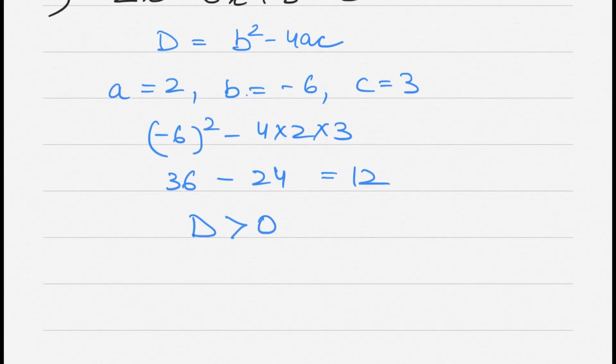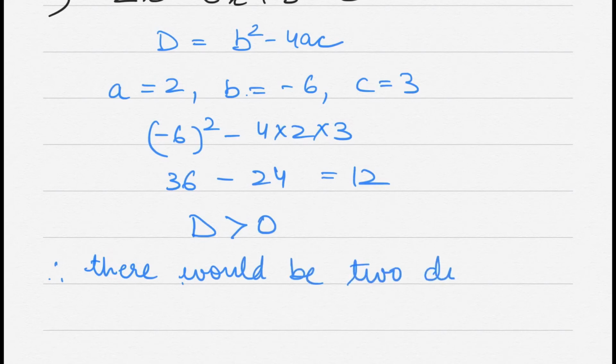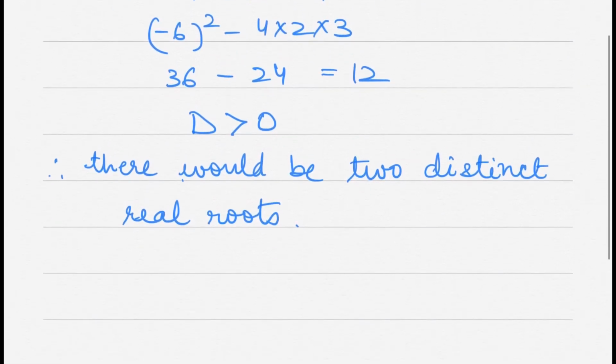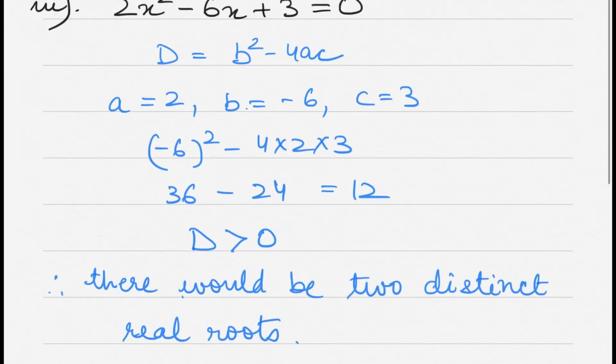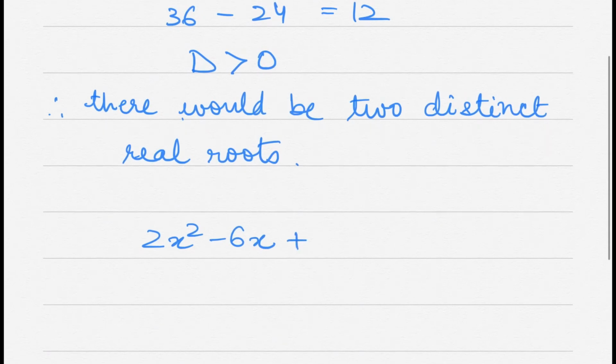That means there will be two distinct real roots. So two distinct real roots, and we have to find the roots also. Let's find out: 2x square minus 6x plus 3 is equal to 0. I have to find the roots for this equation.